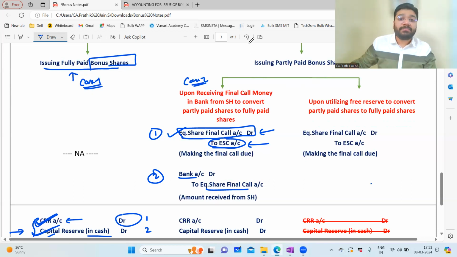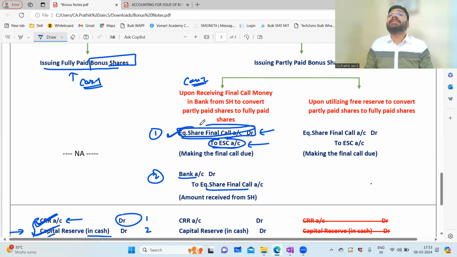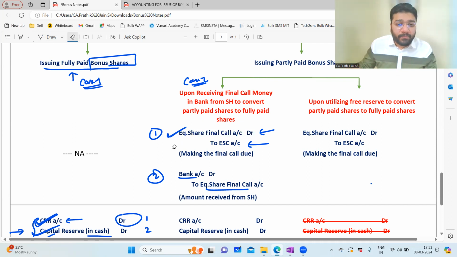So asset means what? Anything that you own is an asset, or anything that you expect to receive in future is an asset. So equity share final call debit means what? I have an expectation to receive this final call money from my existing shareholder. This is what it means. Any problem here, online people? No, sir. No problem.